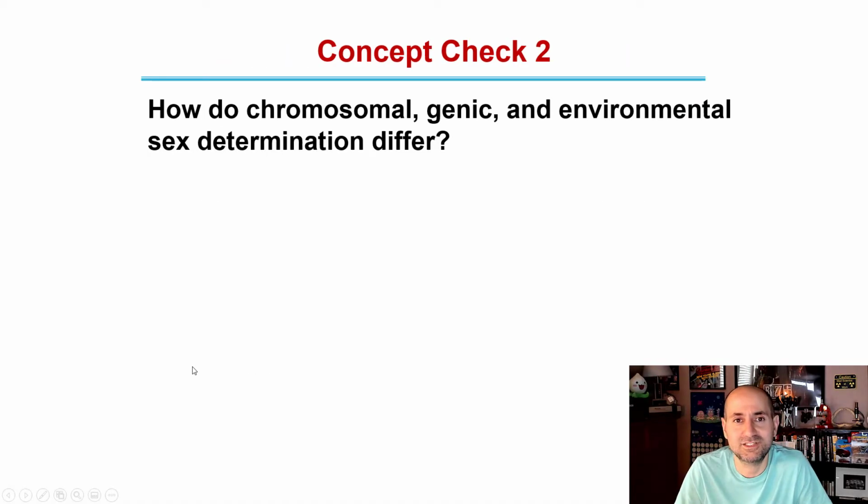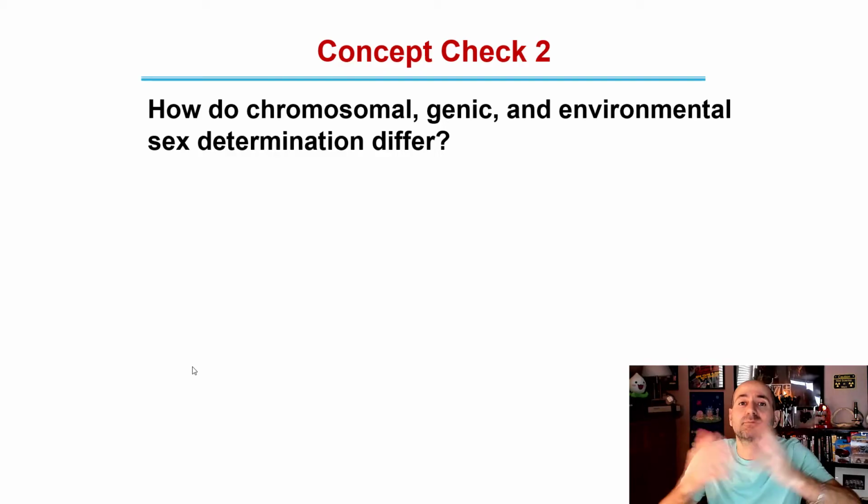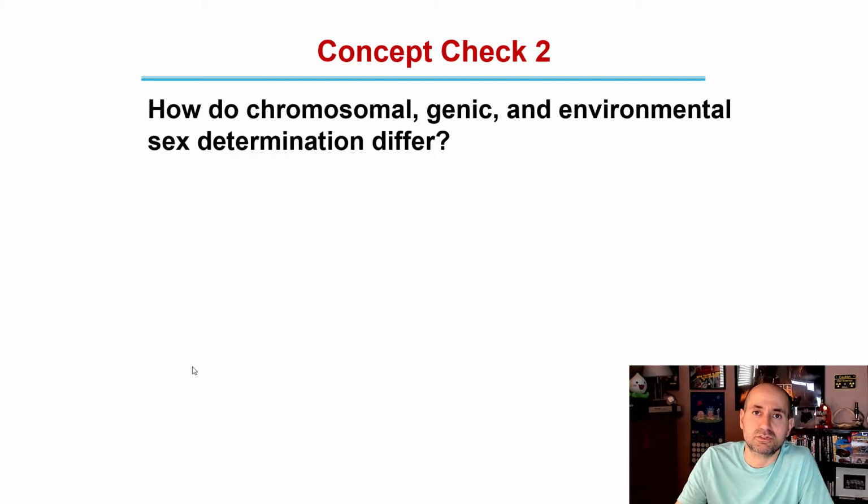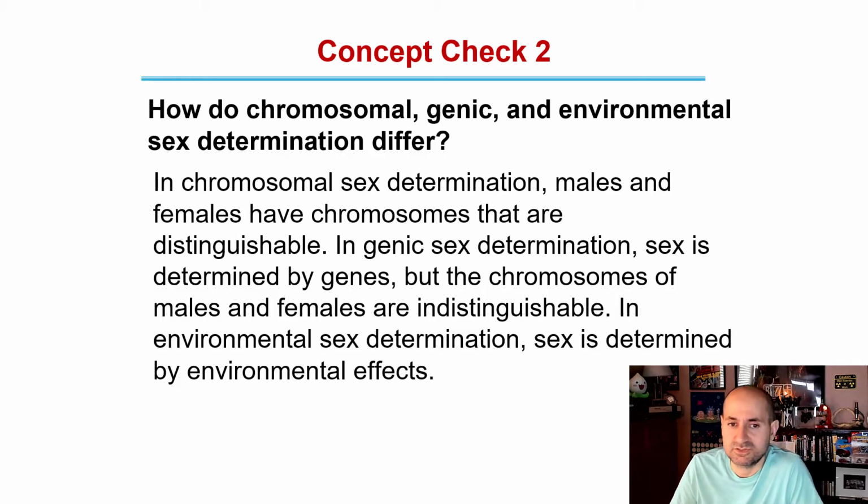Okay, concept check number 2. How do chromosomal, genic, and environmental sex determination differ? Remember, we just covered all this. Chromosomal sex determination: there's a difference between the chromosomes of males and females. You have XY, for example, in human males, and XX in females. Genic: there are no sex chromosomes, only autosomal chromosomes, and sex determination occurs on those autosomal chromosomes. And environmental: environmental factors such as incubation temperature and time of year can affect sex determination.